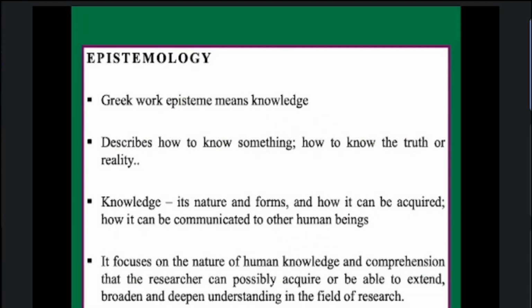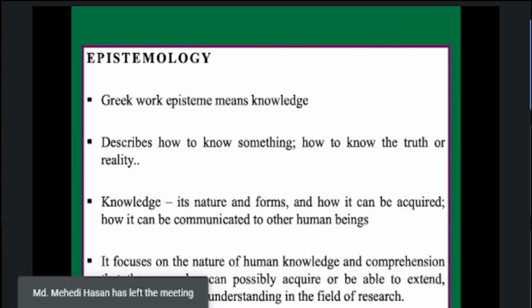So here we focus on the nature of human knowledge, comprehension of a problem that exists in society. Okay, so that is what we call epistemology. So ontology is about finding out the truth, whether there is a truth or not, or there is a truth or there are more than one truth. But epistemology goes into detail and finds out what is really happening there.